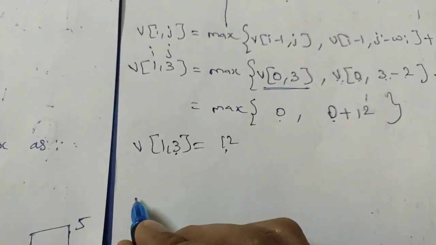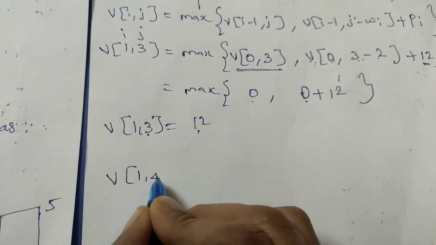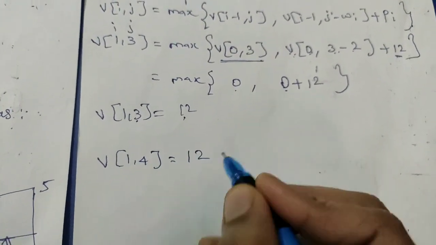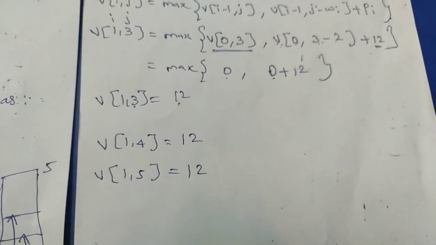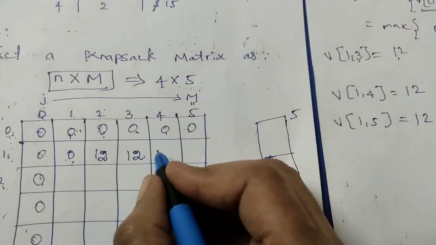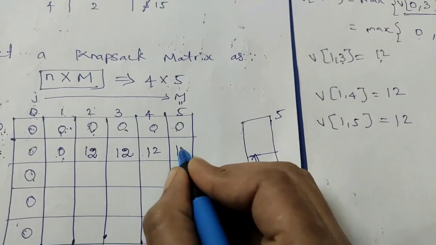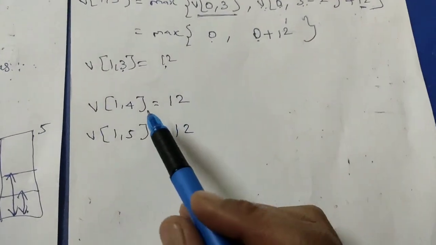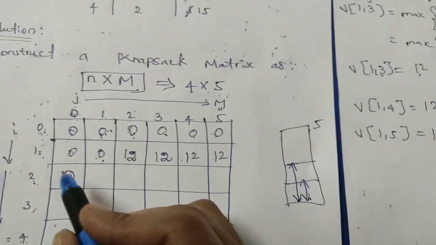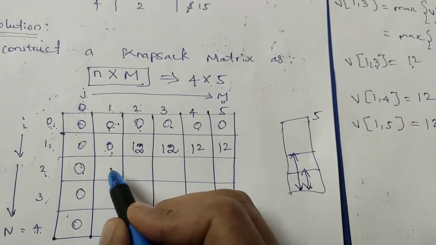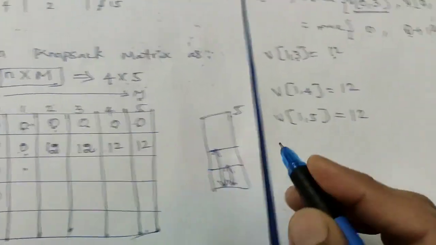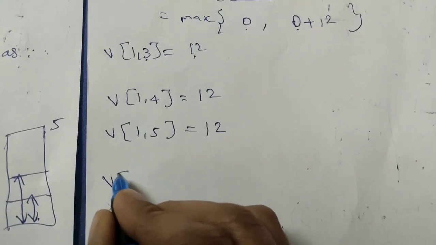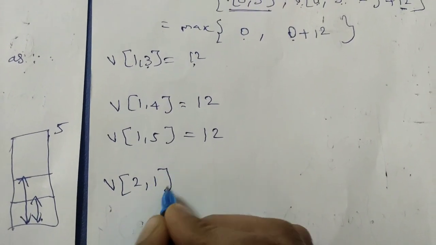Similarly, for the location 1 comma 4, the value remains 12. For 1 comma 5 also, the value remains 12. So fill in 12, 12. The next location to find is V of 2 comma 1. What is the next location I have to find out? V of 2 comma 1.